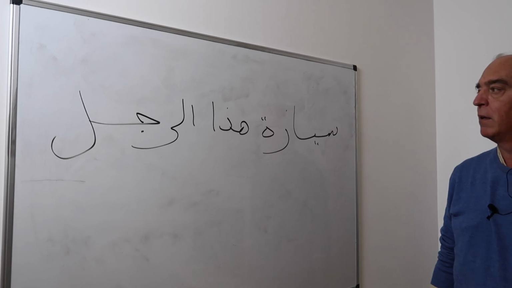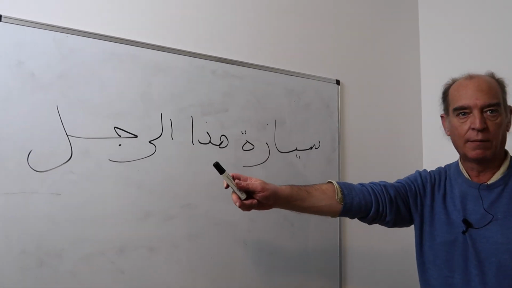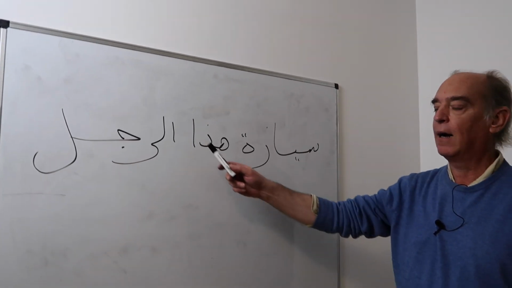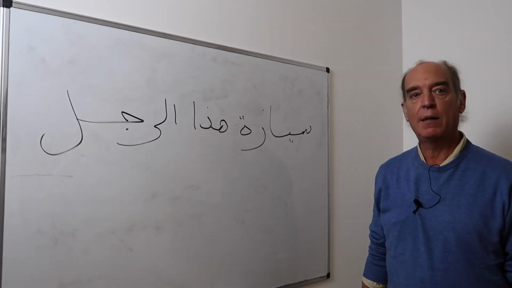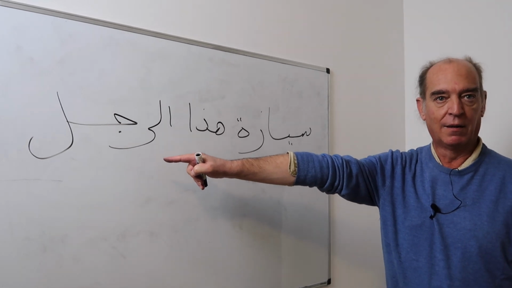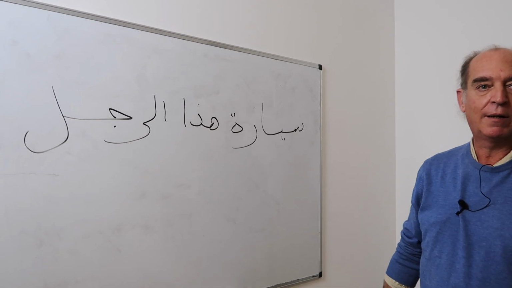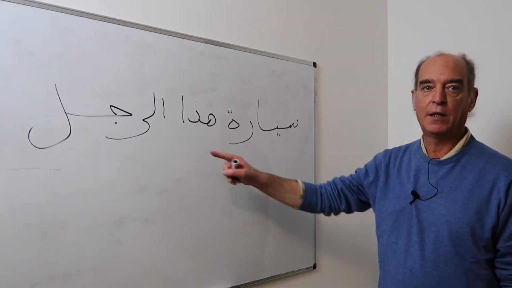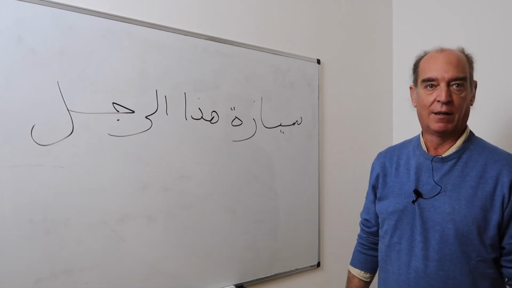Without vowels, you have to recognize sayyaratu hadha rajuli. Without vowels, sayyarat hadha rajul. Someone maybe will remember that this word can express two things. Rajul is man, and rijl, which is a foot. So the car of this foot is not a probable phrase.